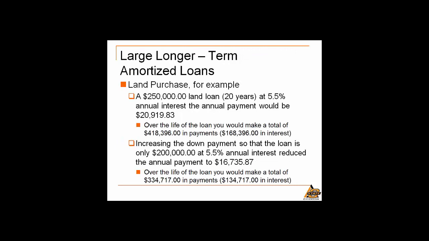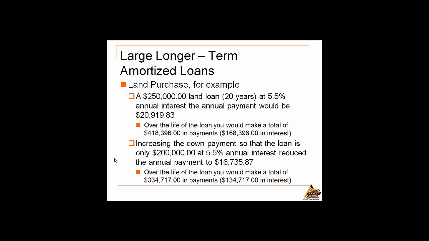To demonstrate a common example of a longer-term real estate loan, for example, a $250,000 land loan financed over 20 years at 5.5% annual interest, the annual payment would be about $20,919, just a little more than that. Over the life of the loan, you would make a total of about $418,400 in payments, with about $168,400 of that being interest.